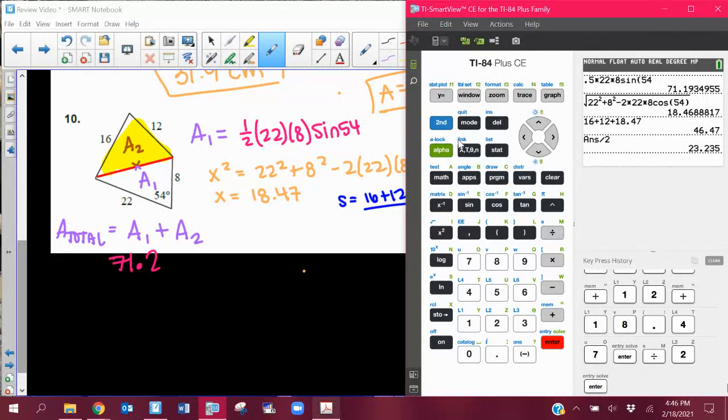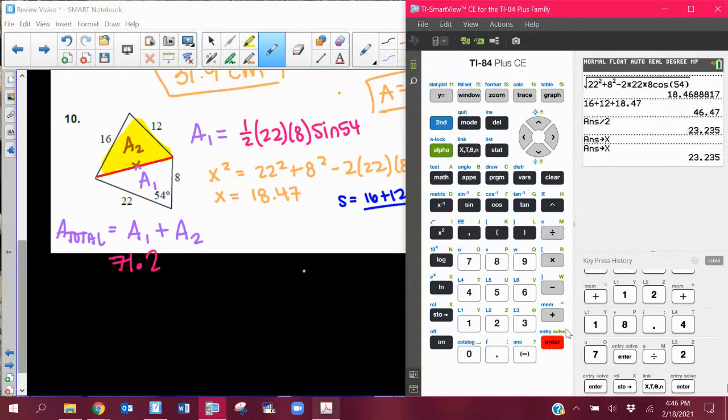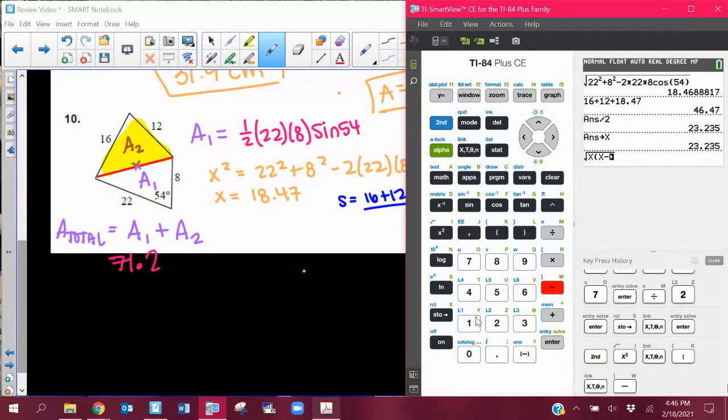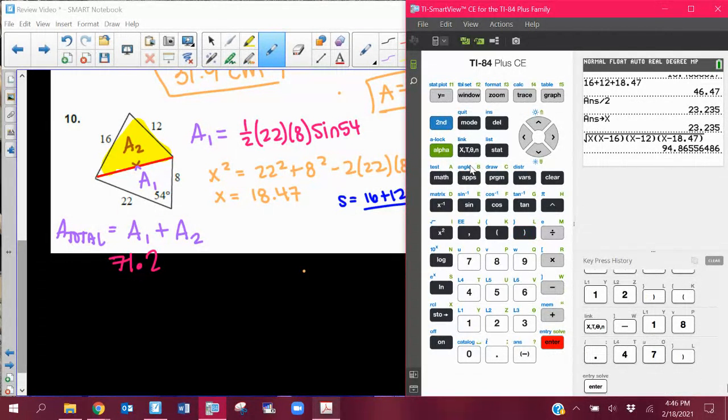This is kind of ugly. If you want, you can use the store feature on your calculator in order to just make it a letter. That way you don't have to type it all the time. But now I'm just going to use that. And again, I'm only using this top half of this quadrilateral. So in that formula, I'm going to have S times S minus one of the sides, and then S minus another side, and then S minus that last side, 18.47. I know I used X. I should have put it in as S. It's fine. And so I get that that area is equal to 94.8.